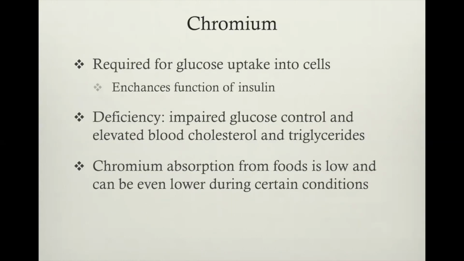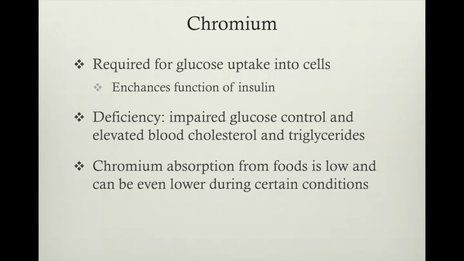Chromium. So chromium is something that is required for glucose uptake in the cells, and it's essential to insulin function. Without it, we have impaired glucose control, high blood cholesterol, high triglycerides, increased risk for type 2 diabetes. And chromium absorption from foods is pretty low. It's estimated that we only absorb about 0.4 to 2.5%. The rest of the chromium is excreted mostly in our feces.